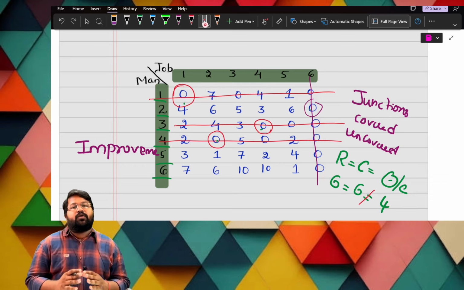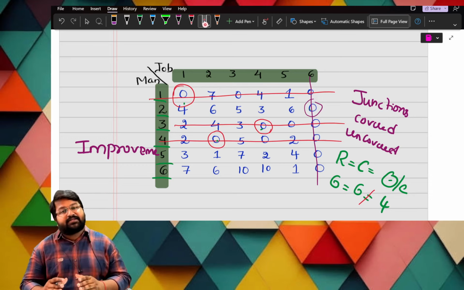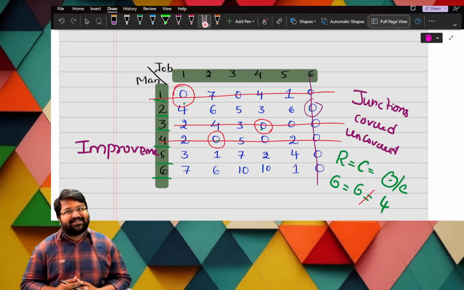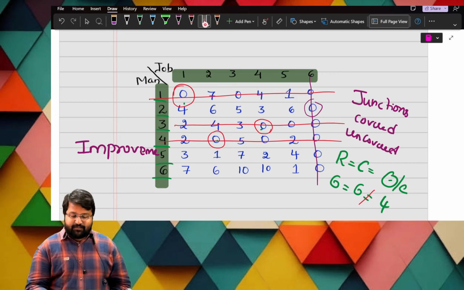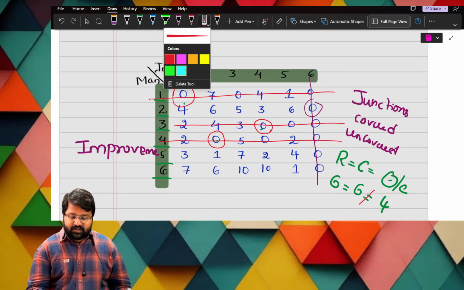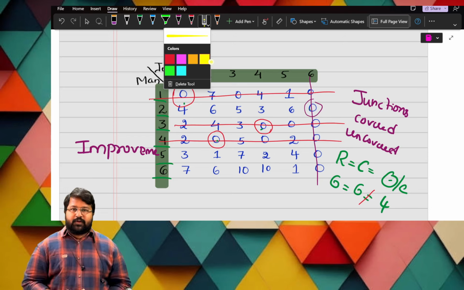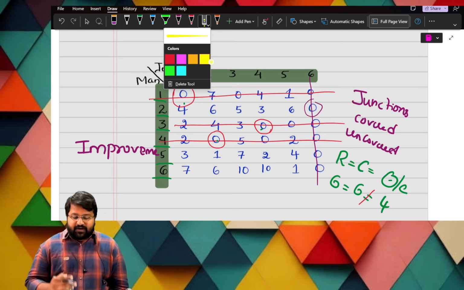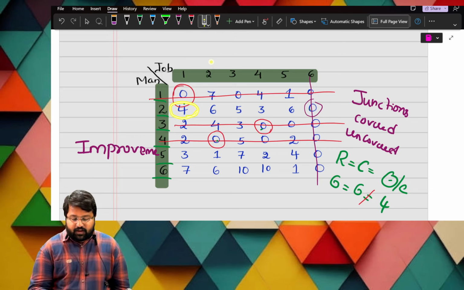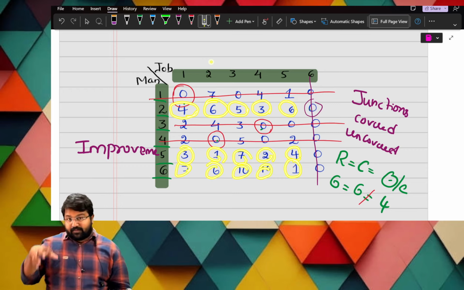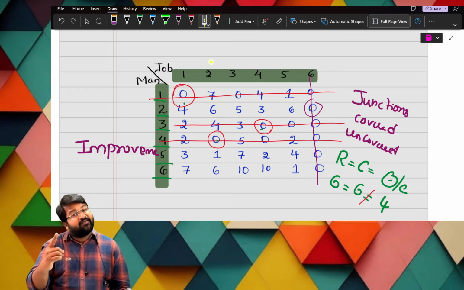Okay. Now from the uncovered elements, sir, what are the uncovered elements? Please tell the uncovered elements. What are the uncovered elements? 4, 6, 5. These are the uncovered. I am marking for your sake. From them, I have to identify the least number. From the uncovered numbers, I have to identify the least number.